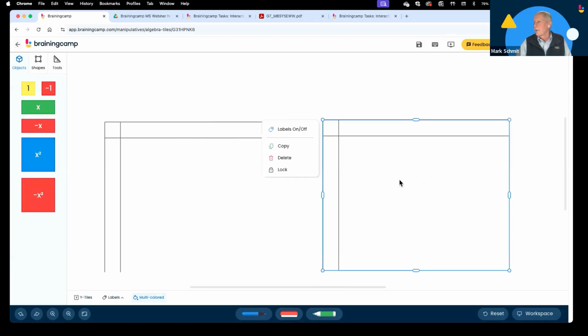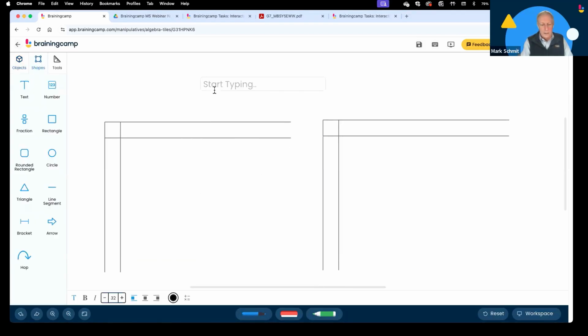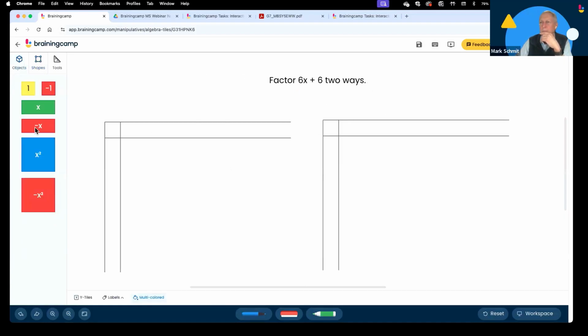Let's make a quick factor. Let's factor this 2 ways. Now, have they seen this area model before? Have they seen the area model before? Yes, I agree, Alyssa. It's not cancel, right? They're not canceling.